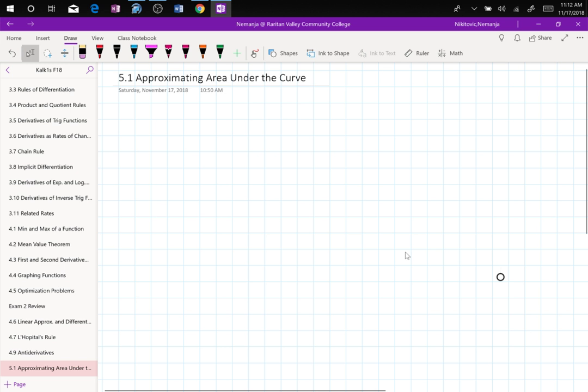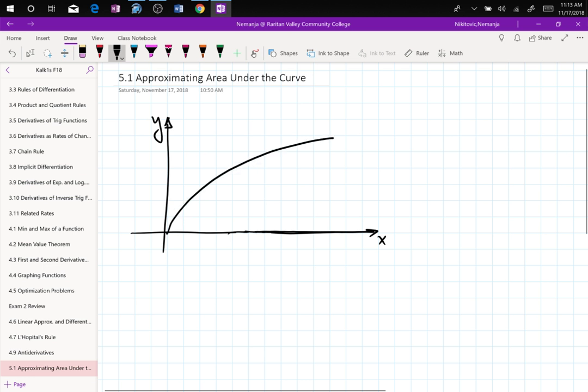So what I have is a function. I have a function of some kind. This looks like square root of x, but it doesn't matter which function. And I would like to compute area from A to some B.